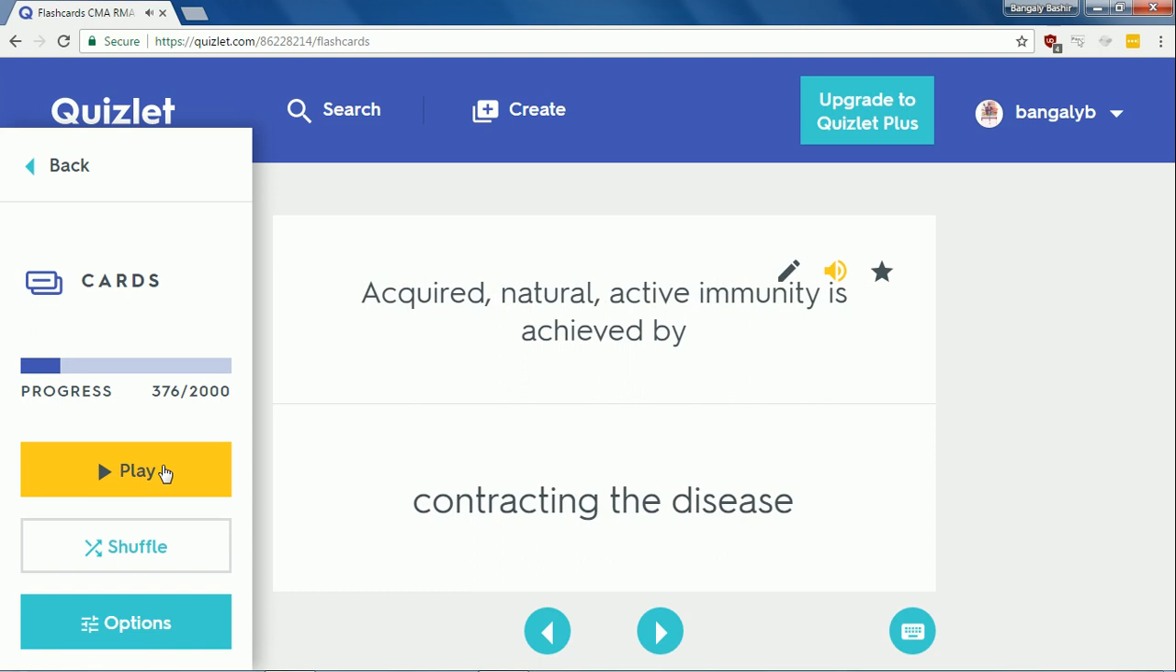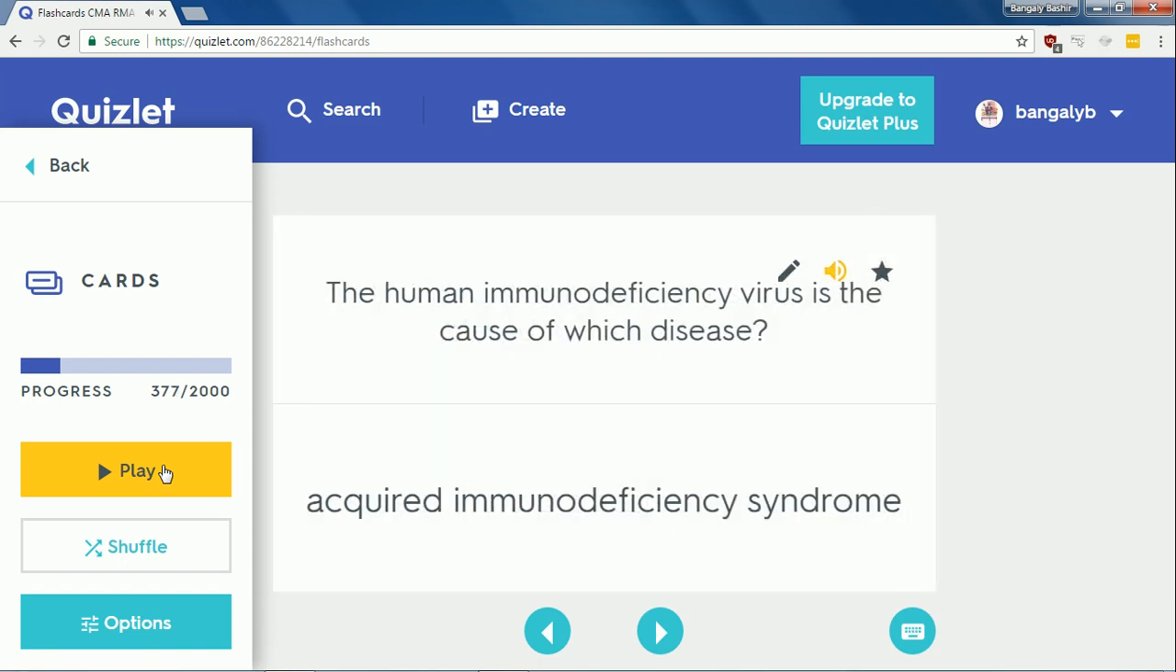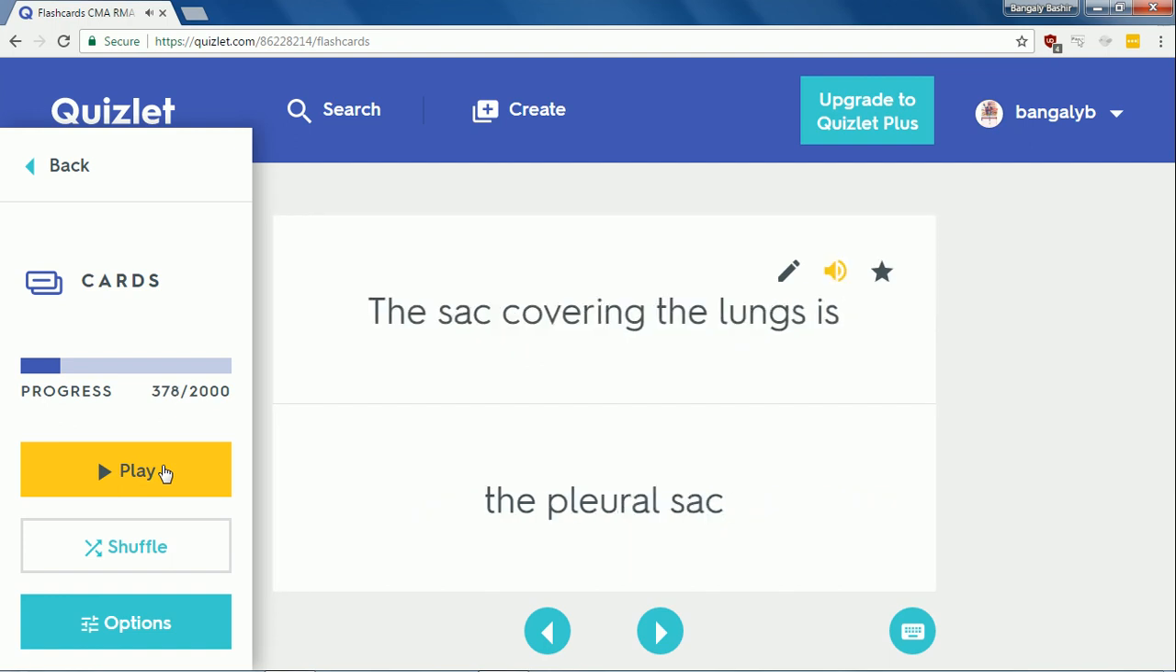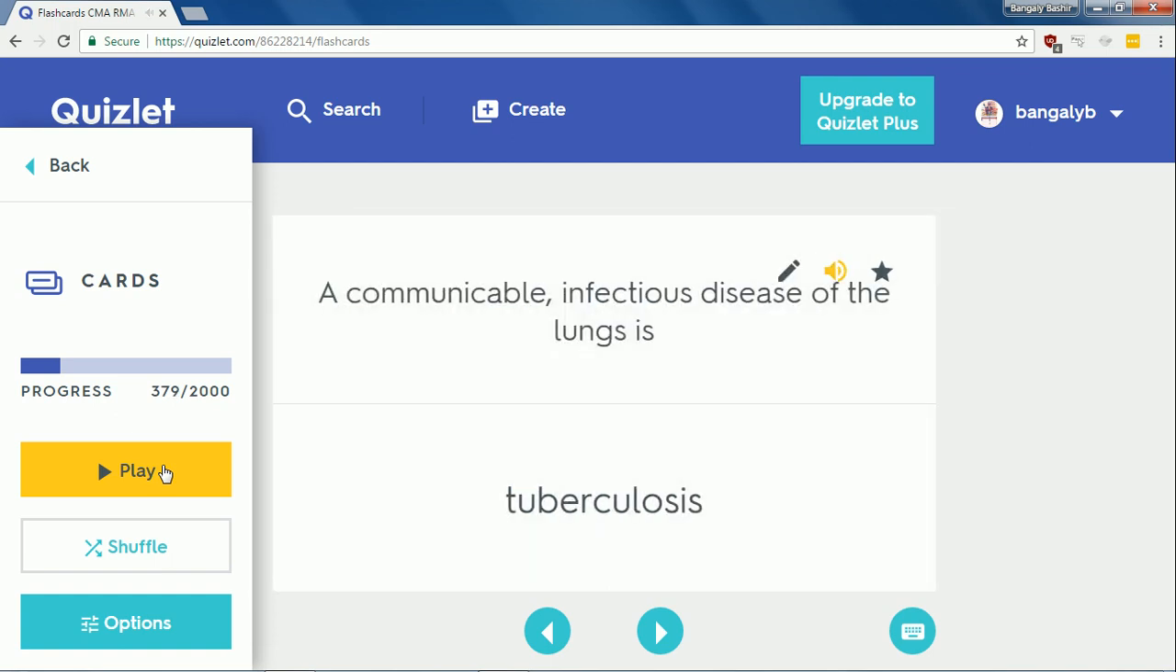Acquired natural active immunity is achieved by contracting the disease. The human immunodeficiency virus is the cause of which disease? Acquired immunodeficiency syndrome. The sac covering the lungs is the pleural sac. A communicable infectious disease of the lungs is tuberculosis.